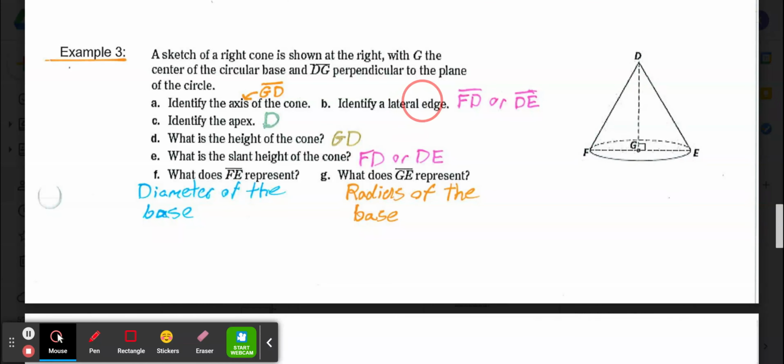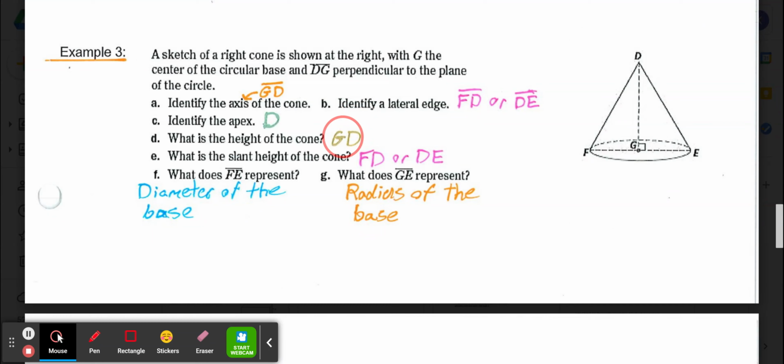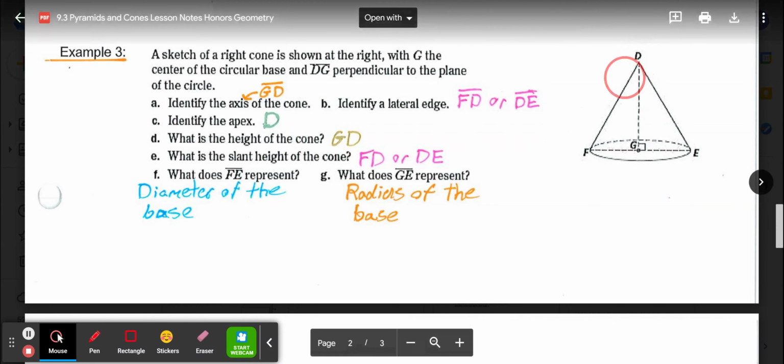Identify a lateral edge. Lateral edge would simply be segment FD or segment DE. Apex to any point on the circle. Our apex is point D. The height of the cone is the distance of the altitude, so it's not segment GD, it's just the distance, G to D or D to G. The slant height would be the distance FD or the distance DE.